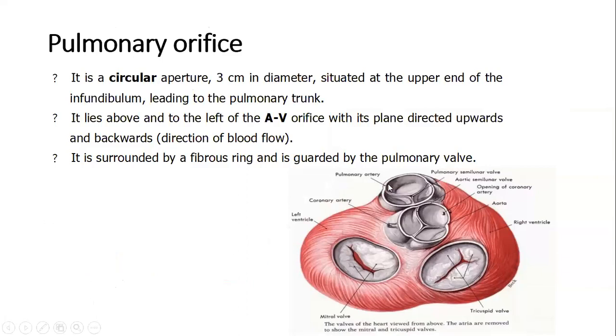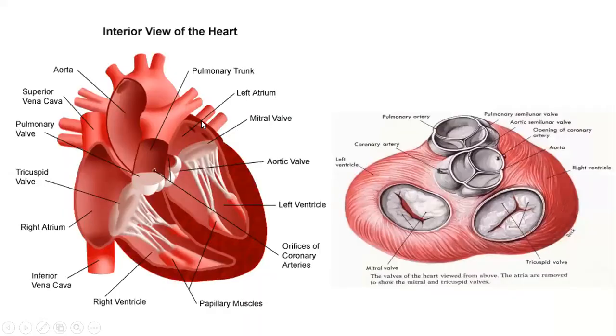This picture shows the same thing. This is the pulmonary orifice. It is circular compared to this, which is oval in shape. This is oval, but this is almost circular. The pulmonary orifice is a circular aperture, 3 centimeters in diameter, situated at the upper end of the infundibulum, leading to the pulmonary trunk. So it is near the infundibulum and the pulmonary trunk. This is the pulmonary orifice, and these are the pulmonary valve.